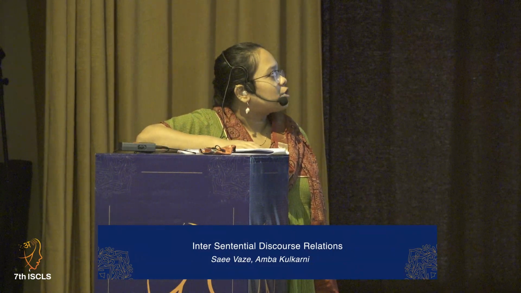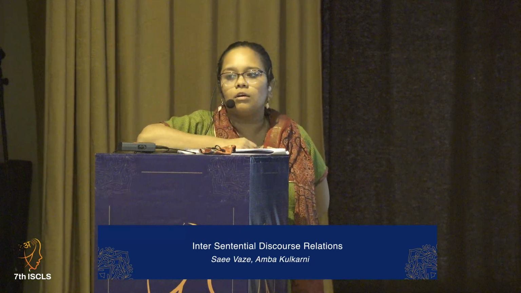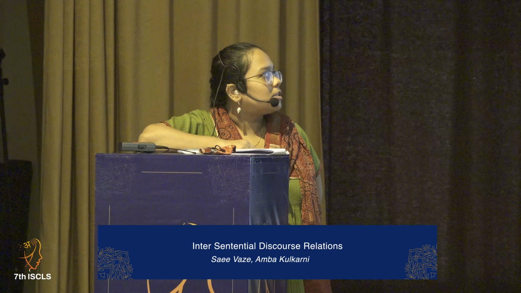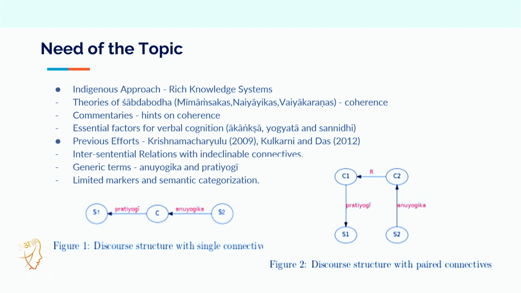Then there is a rich commentary tradition. The Bhashya or Tika already has some hints of coherence. From that we can guess the relation between two texts or two sentences. And there are three essential factors for verbal cognition: Akanksha, Yogyata and Sannidhi. These three factors were already in use to represent the dependency relation. We have extended that point. We will be seeing it in detail in the next few slides.